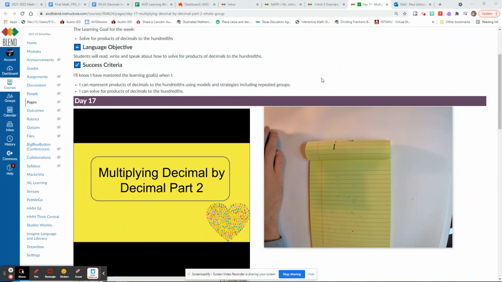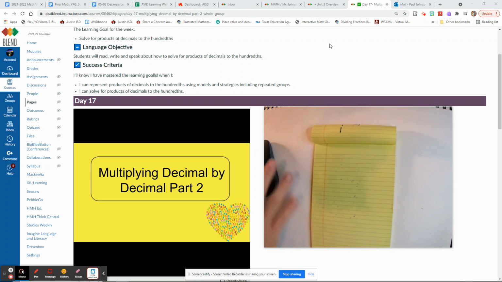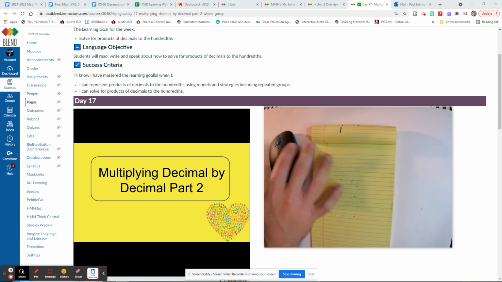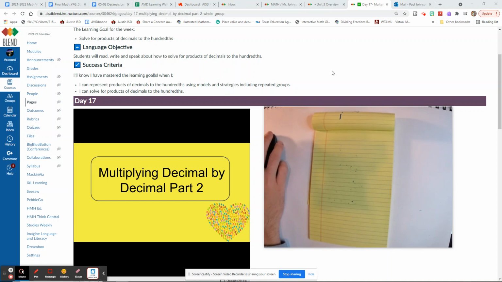Hey, we're drawing a bunch of pictures today, just letting you know ahead of time. Alright, so we're going to do multiplying decimals by decimals. We looked at some base 10 versions of these last time, I guess it was Monday. And today we're going to take a look at some area models of decimal times decimal.